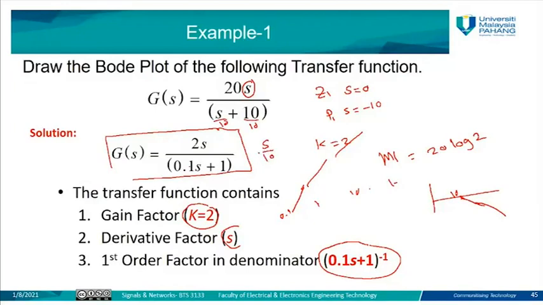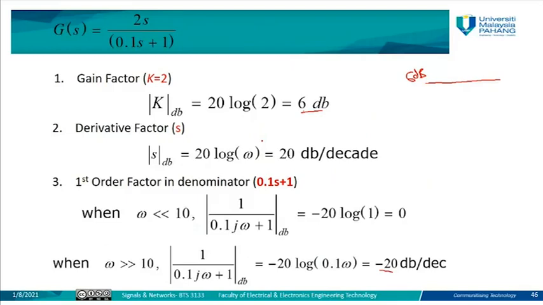It is the same, okay? That means our omega 1 value that we saw before when we drew these drawings is equal to 10. So 10 represents the point of change for the value of the magnitude from 0 to negative 20 dB per decade.